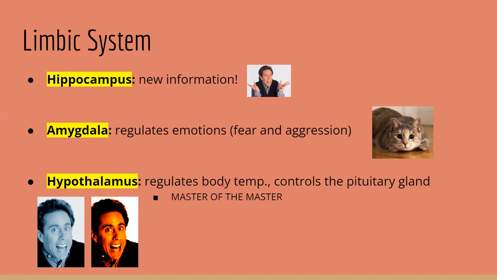Hypothalamus, this regulates body temperature, so not too cold, not too hot. Controls the pituitary gland. Remember I said, is it the really master? So master of the master.